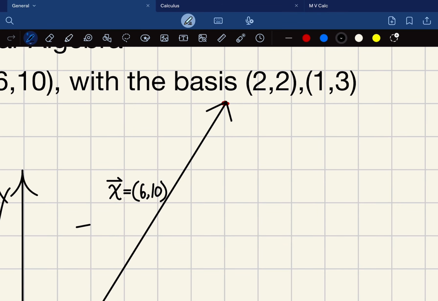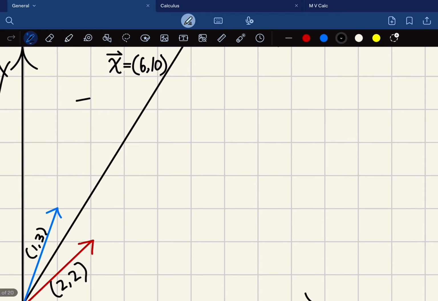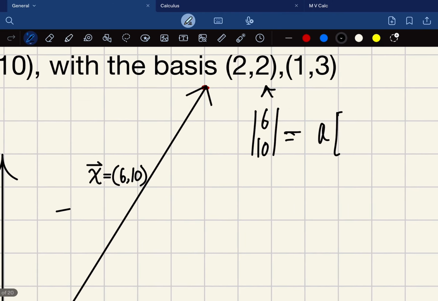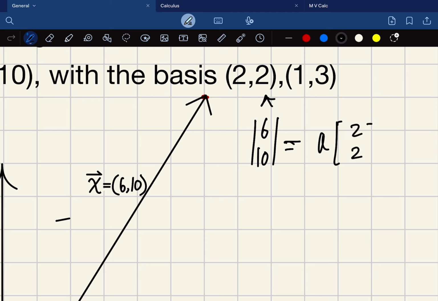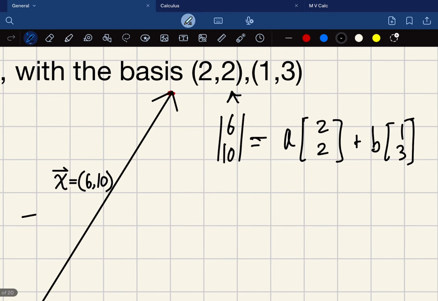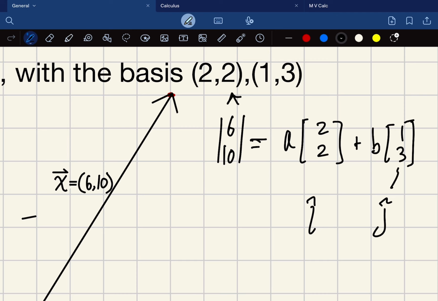So what we want to do is set this vector, which I'm going to write in column form, equal to a constant, which I will call a, times this vector representing this, so 2, 2, then adding that to another vector, which I will denote this part with b, of 1 and 3. Now, do you see how this is similar to the i hat, j hat notation? These just represent the i hat and j hat. However, we are now using different vectors.